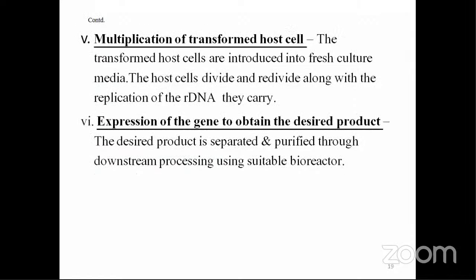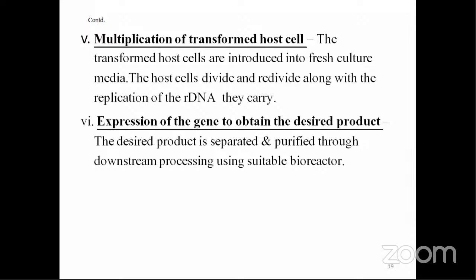Then multiplication. Now the transformed host cell DNA that is separated has to be multiplied. The transformed host cells are introduced into the fresh culture media, and the host cell divides and redivides along with the replication of the recombinant DNA they carry. Then expression of the gene to obtain the desired product. The desired product is separated and purified through downstream processing using a suitable bioreactor. So these are the different steps required to form recombinant DNA or to get the desired type of DNA.